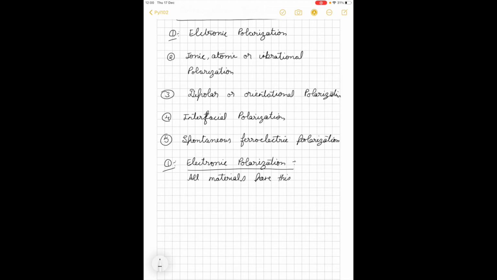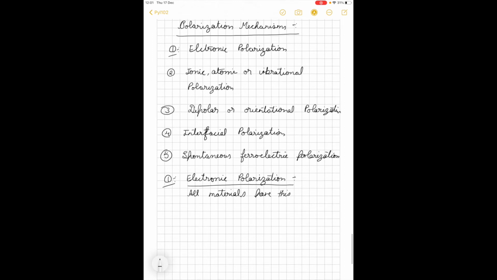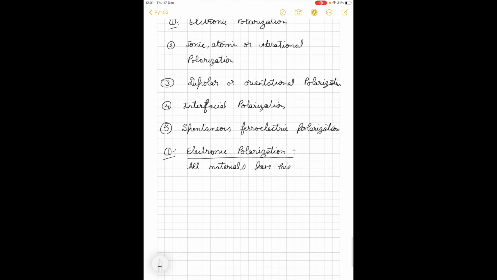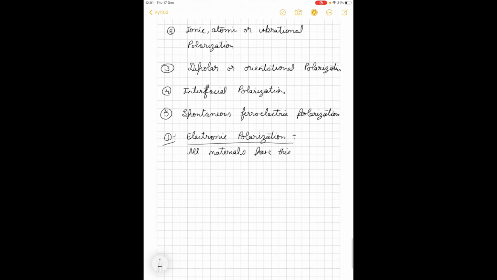Then it depends on what the amount, the quantity, is. When we are comparing, in some materials the electronic polarization is always there, but the ionic one would also be there. So then we have to see which one is more dominant over which one. This decides whether it will be ionic or more electronic.